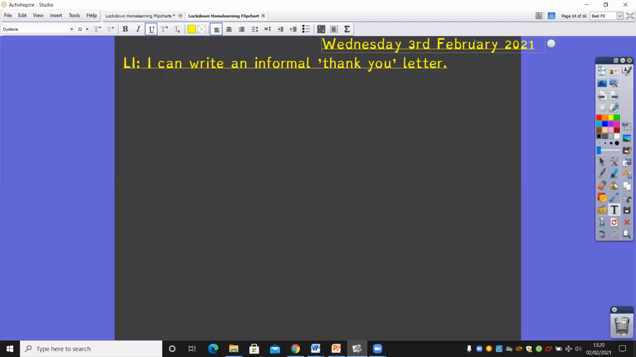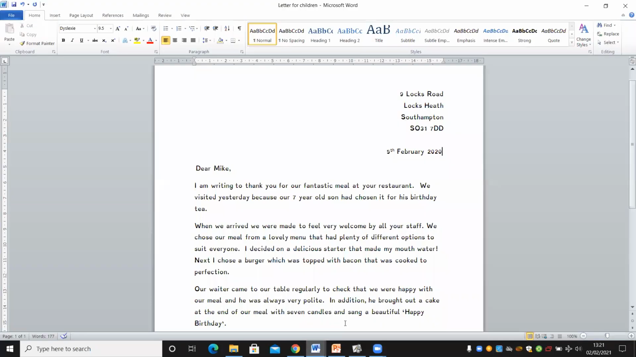Good morning, children. In today's lesson, we are going to have a go at writing our own informal thank you letter. So, to start with, in your lined red books, you will need to write today's date and the learning intention. I can write an informal thank you letter. Now, let's have a look together at an example of a thank you letter.